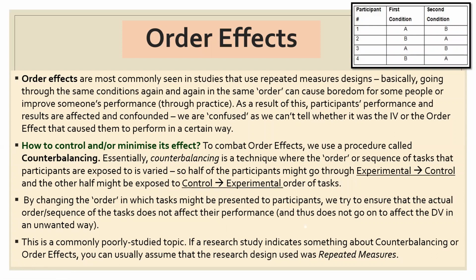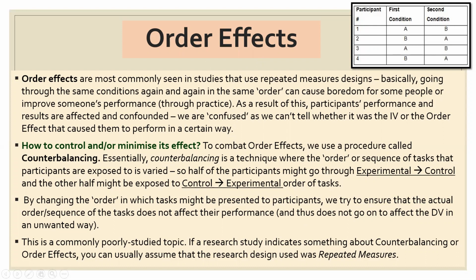So remember, when we're doing a repeated measures design, if I'm participant 1, I will go through condition A and then condition B. And then eventually I will be asked to repeat these again, just for reliability purposes. What order effects do is that when I go through the same conditions again and again, in that same order, condition A first, condition B, then condition A, then condition B, it kind of gets a little bit boring. Basically what that can then lead to is either boredom, or it can actually lead to someone getting better in terms of their performance.